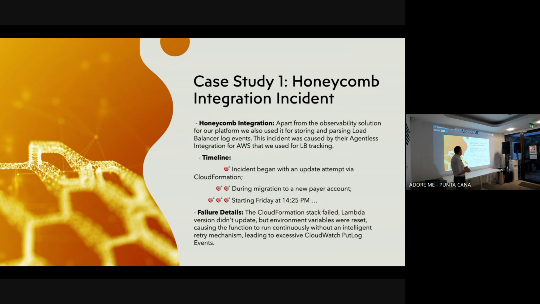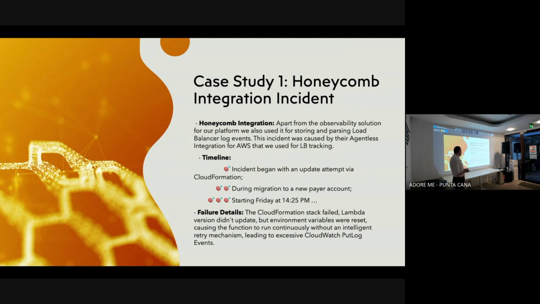So first of all, the incident began with an update attempt via CloudFormation. To give you more background, this integration was developed in a CloudFormation stack. We use Terraform, so we don't really like CloudFormation. And it began with a call from the security guys: hey guys, you have a Lambda function that is running obsolete Node versions. You need to update it. So that was the first bullseye.